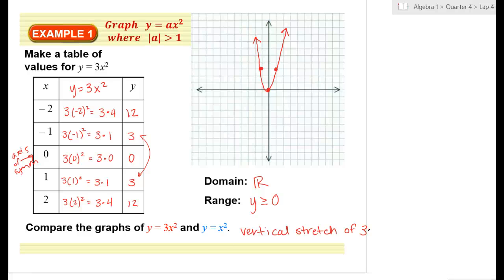You don't need to see the parent function to know what happened. You should be able to just look at this equation. Remember, a here is bigger than 1. So it's a vertical stretch. There's no c value to move it up or down, and it stays positive, so it hasn't been reflected.